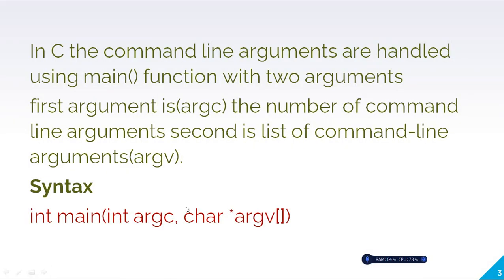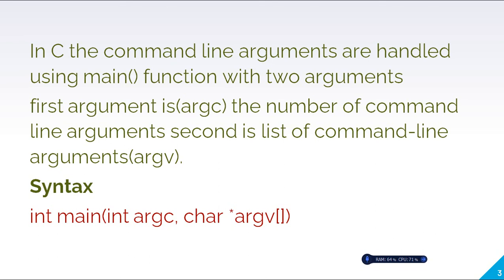In C, the command line arguments are handled using the main function. It will take two arguments. The first one is called argc and the second one is called argv. argc is nothing but the number of command line arguments you are trying to pass. It is an integer value, so you can give either 2, 3 or 4, something like that. The second argument is argv, which is a vector, and it will take all the values of your arguments.